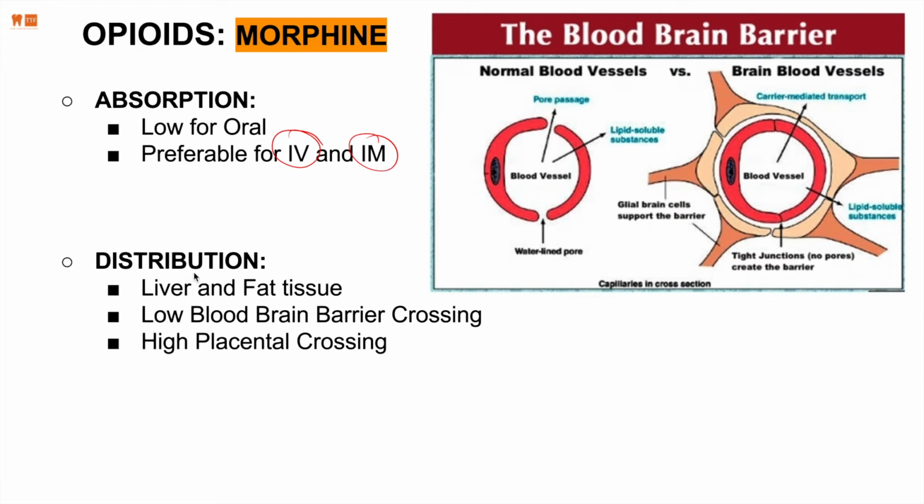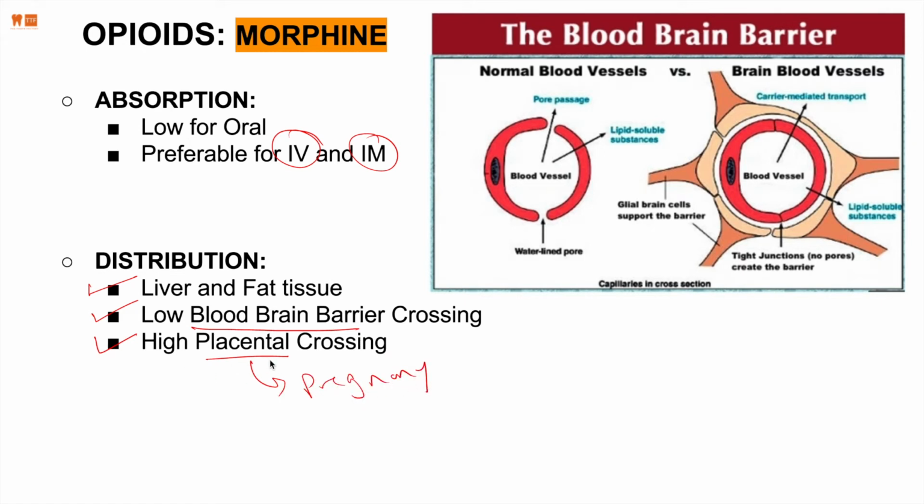In distribution, the morphine will be distributed evenly into liver and fat tissues and just get stored there for future use. And then low blood-brain barrier crossing, however, high placental barrier crossing. Now what does this mean? Blood-brain barrier and placenta. This has to do with pregnancy, of course.